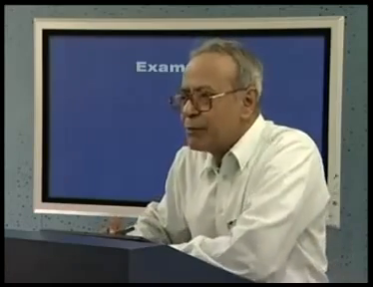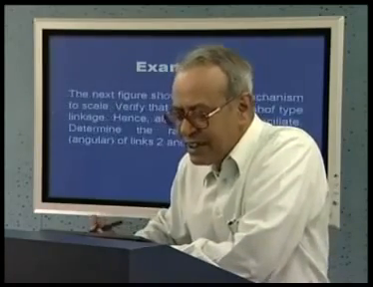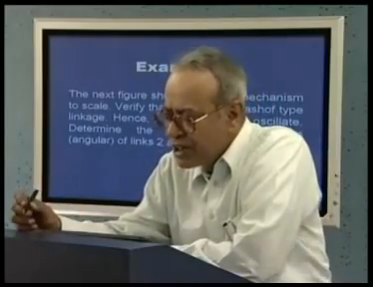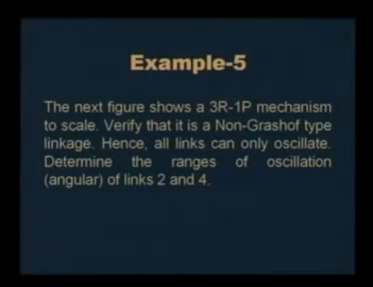which is our example 5. Now I will show you a figure which will be a simple 3R1P mechanism to scale. First, we will verify that this is a non-Grashof type linkage. That means all the links can have only angular oscillation, no link can rotate completely. The problem will be to determine the ranges of oscillation of links 2 and 4 in this particular non-Grashof 3R1P mechanism. Let me now show the figure of this problem and solve the problem for you.